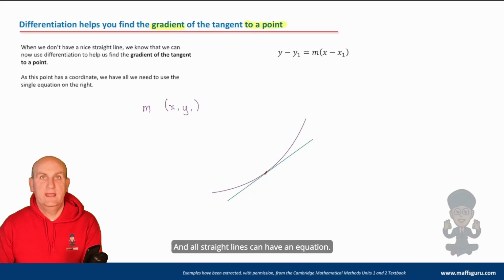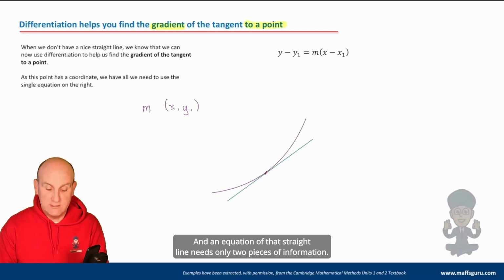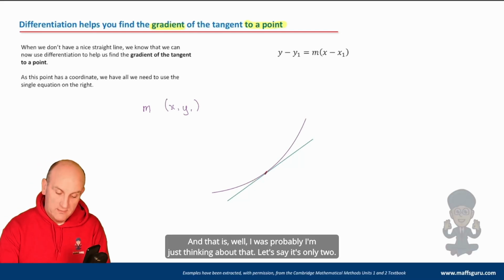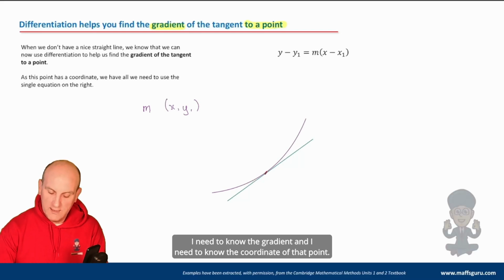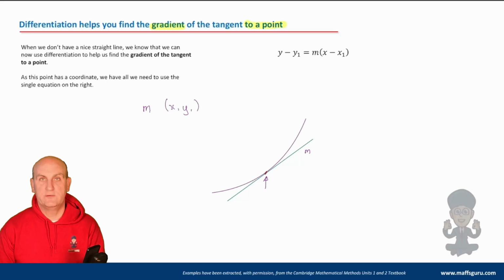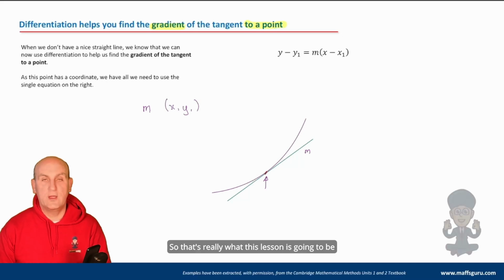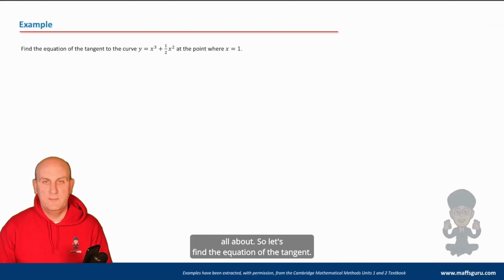And all straight lines can have an equation, and an equation of that straight line needs only two pieces of information. I need to know the gradient, and I need to know the coordinate of that point. So that's really what this lesson is going to be all about. So let's find the equation of the tangent.